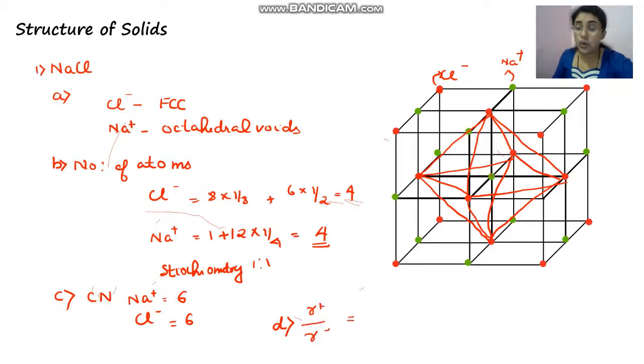Now the radius of the sodium ion is approximately 0.95, and the radius of the chloride ion is approximately 1.81, and when we take the ratio, this value comes out to be approximately 0.52. We know that if the radius ratio value lies between 0.414 and 0.732, then the coordination number is 6. Here we are getting a radius ratio of 0.52, which is in this range. So there also we can say that the coordination number for sodium chloride is 6. Here, this is the structure of sodium chloride.